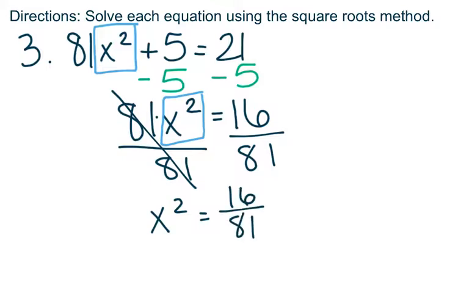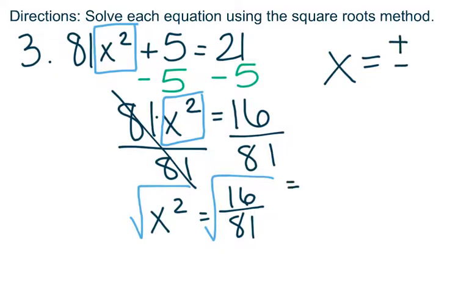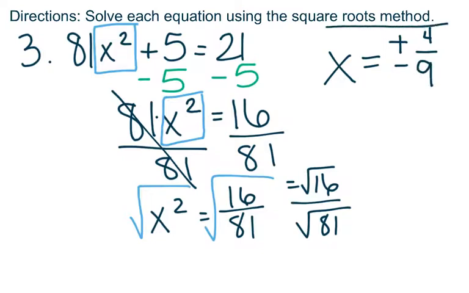So don't freak out that it's a fraction, it's fine. We're going to do the same thing. We're going to take the square root of both sides. So the square root of an x squared is x equals, the square root of a number always has a plus and a minus. So think about this as the square root of 16 divided by the square root of 81. Both of these are perfect squares, which is really nice. So the square root of 16 is 4, and the square root of 81 is 9. So I have two answers, positive and negative 4/9.